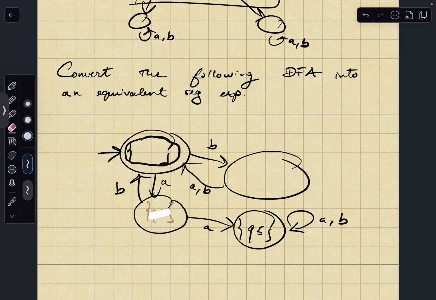Just because I agree that these names are a bit clunky, let me rename them. Okay, this isn't that much better, to be honest. We already minimized. We want to take this DFA and convert it to an equivalent regular expression, so the regular expression that we get should describe exactly the same language accepted by this DFA.